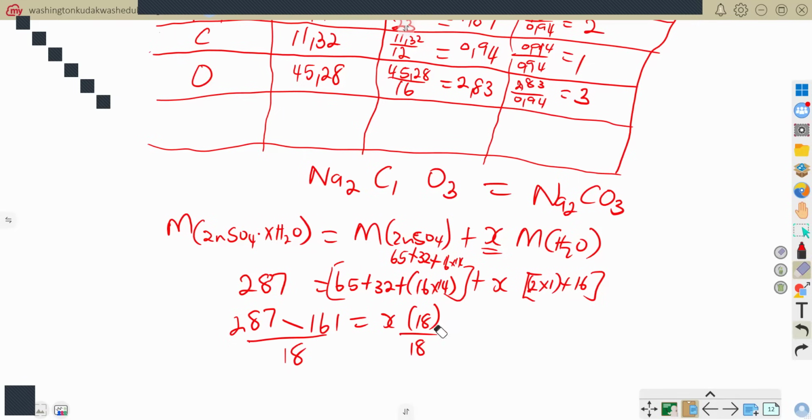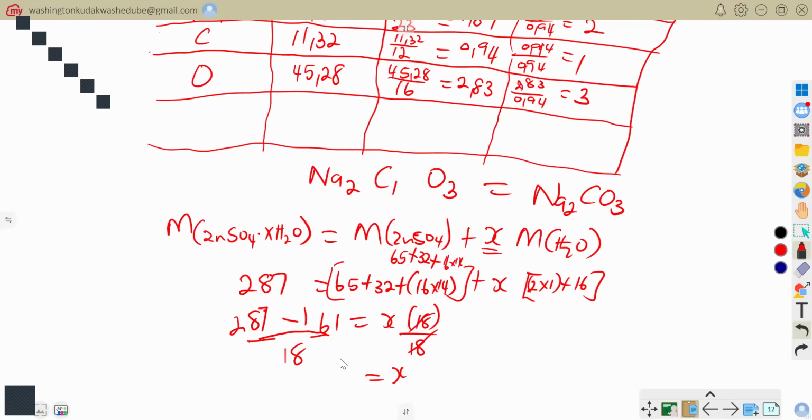And then you would actually see that X is equal to 287 minus 161 divided by 18. This will cancel out. So X is equal to, if I say 287 minus 161, I'm going to find 126. And then 126 divided by 18, I was going to find 7 moles. So X is equal to 7 moles.